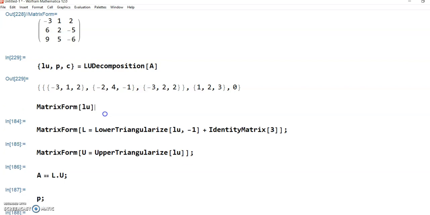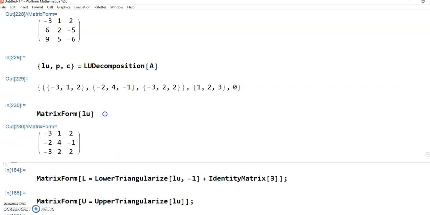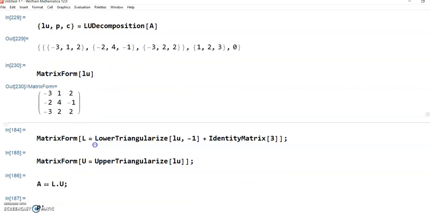So we can display it in the matrix form like this, which is the same as these values over here. So our L and U matrices will come from this LU matrix. So for this LU matrix, we have to extract the lower triangular matrix. For that, we can define the lower triangular matrix by this symbol L, and then we will use the lower triangularize command with a parameter -1.